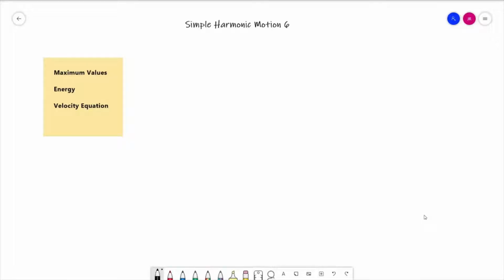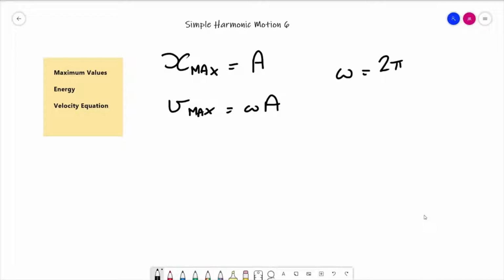Now in the last video, where we looked at maximum values in SHM, the maximum displacement value by definition was the amplitude. The maximum velocity value was omega multiplied by the amplitude, and remember that omega is 2 pi over T, or obviously 2 pi f if you do know the frequency, but 2 pi over T will be, at least with SHM systems, an easier one to calculate and work out. The maximum acceleration was omega squared multiplied by the amplitude.